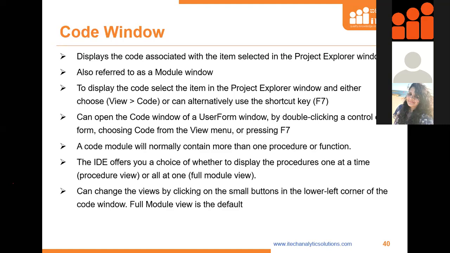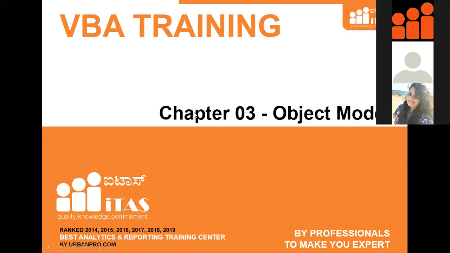Okay, let's go to another chapter. Let me close these PPTs and I'll open one more PPT and I'll explain how we can go to this next chapter. Next one is the object model. Let me open that and I'll explain what the object model is. Again, this is a bit of theory, so I'll explain it very quickly and then we'll start a few macros. Let me share this with you guys. So you guys can see this.